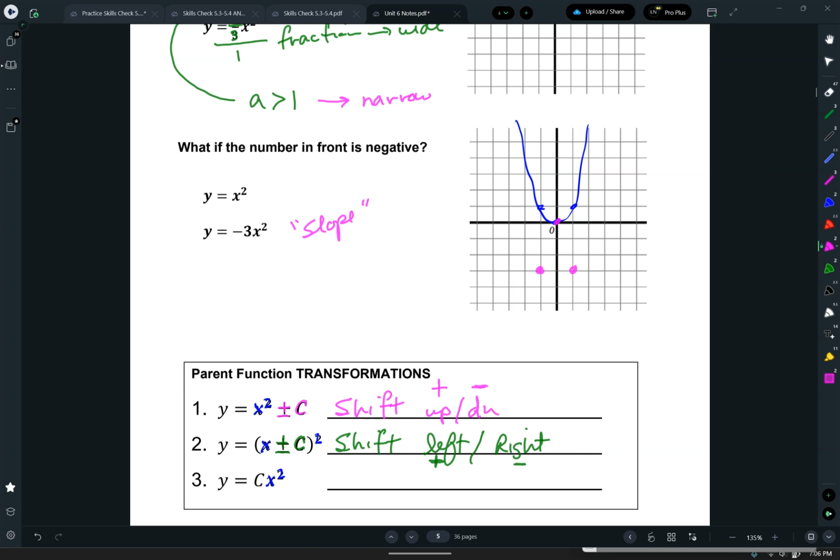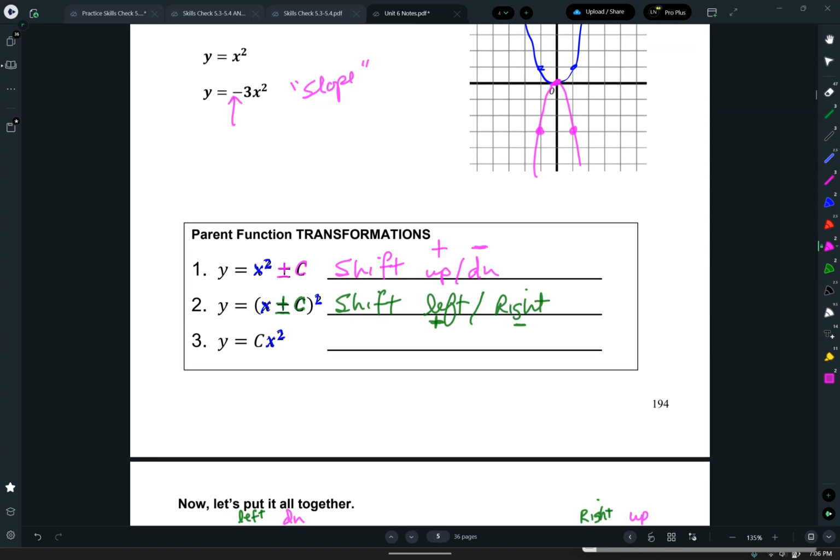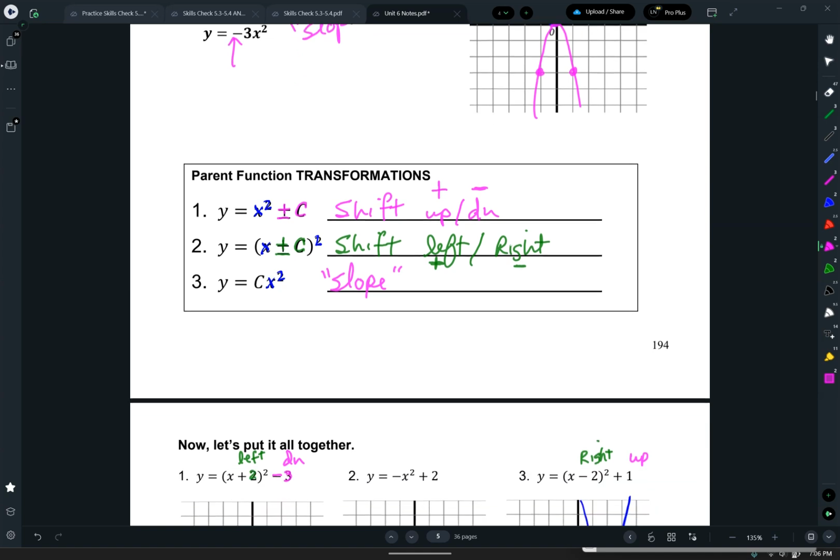So the vertex is still at 0, 0, but having a negative out in front is going to make your parabola open down. So the 3 makes it kind of narrow. The negative makes it open down. Okay, so down here for number 3 is all about if you have a number out in front. So I'm going to use the idea of slope. Make sure you put it in quotes because I don't want anyone to think that that really is a slope. But what's significant here is if that number out in front is negative, that's what makes the parabola open down. It's not shifted down, it opens down.